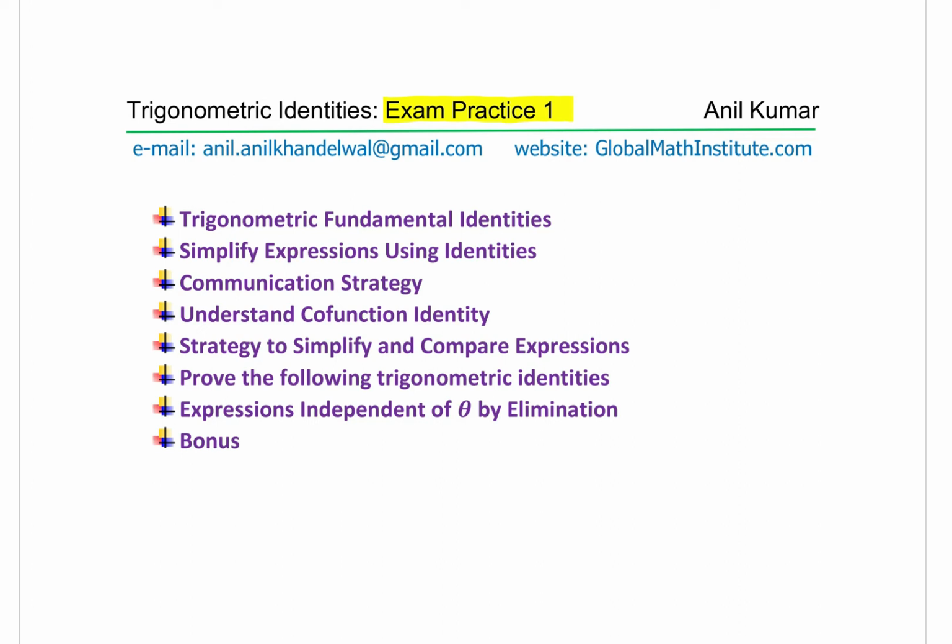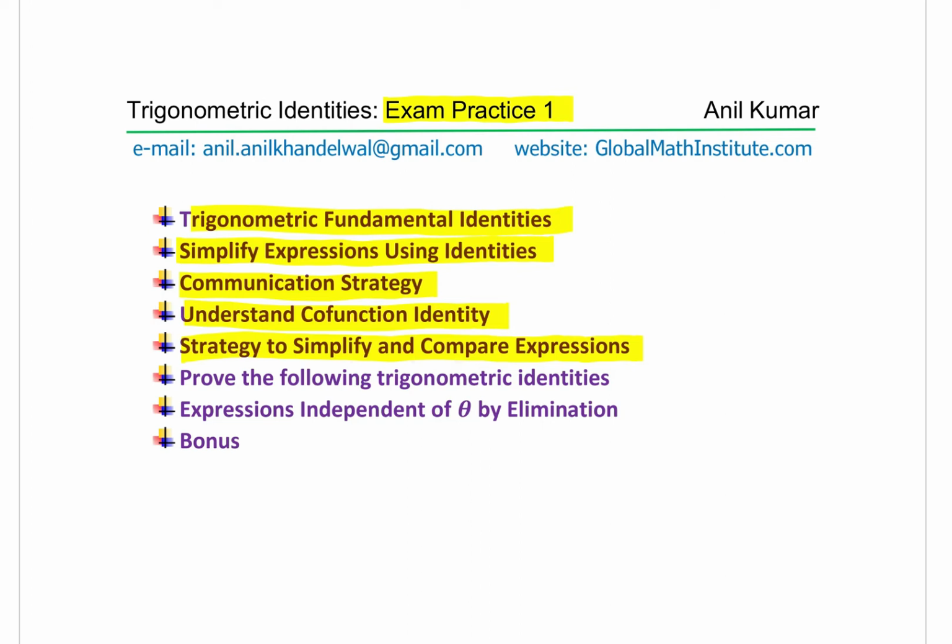We'll begin with sharing with you the list of formulas on fundamental identities. Then we'll understand how to simplify expressions using these identities, and this will be followed by a communication-based question. Now, co-function identity is slightly tricky, so I've taken up another question so that we understand this concept better. Now, many times when you simplify two different expressions, you might land up with the same end product. We'll see whether it is really equivalent or not.